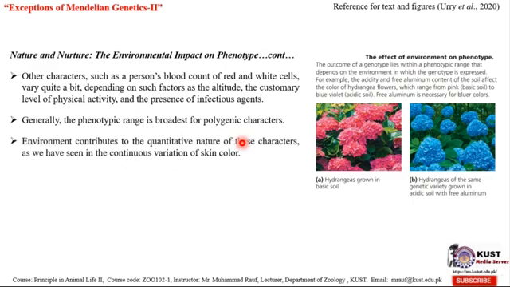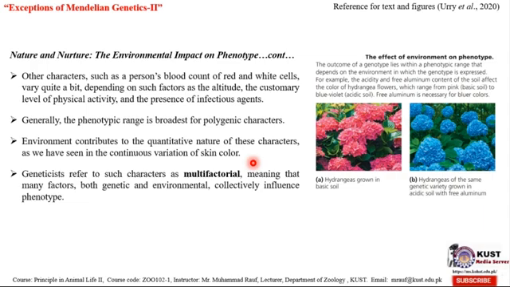So environment contributes to the quantitative nature of these characters, as we have seen in the continuous variation of skin color. So here also environment does have impact even on the polygenic traits, where the skin color, although it is controlled by many genes, still the variation in the skin color does occur as a result of environmental conditions. For example, the people living in areas where there is extreme heat, they do develop tan coloration as compared to the people who live in areas where the temperature is low throughout the year.